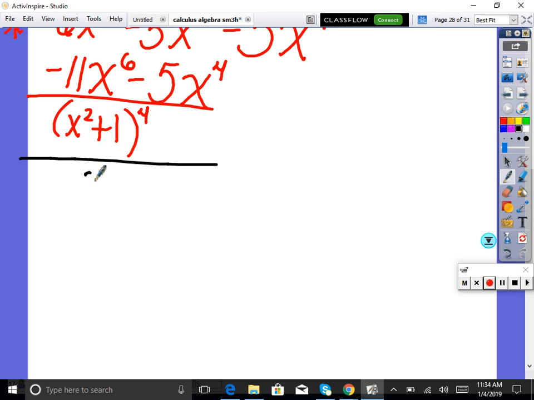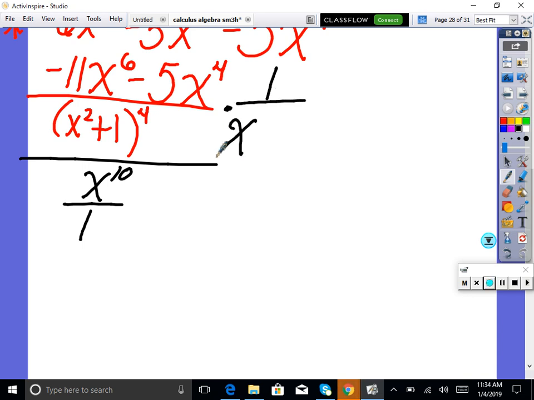So we have divided by x to the 10th over 1. Dividing fractions is as easy as flip the second and multiply. So we have 1 over x to the 10th, don't we? Now, to simplify this, I need to factor out my x to the 4th on top, don't I?